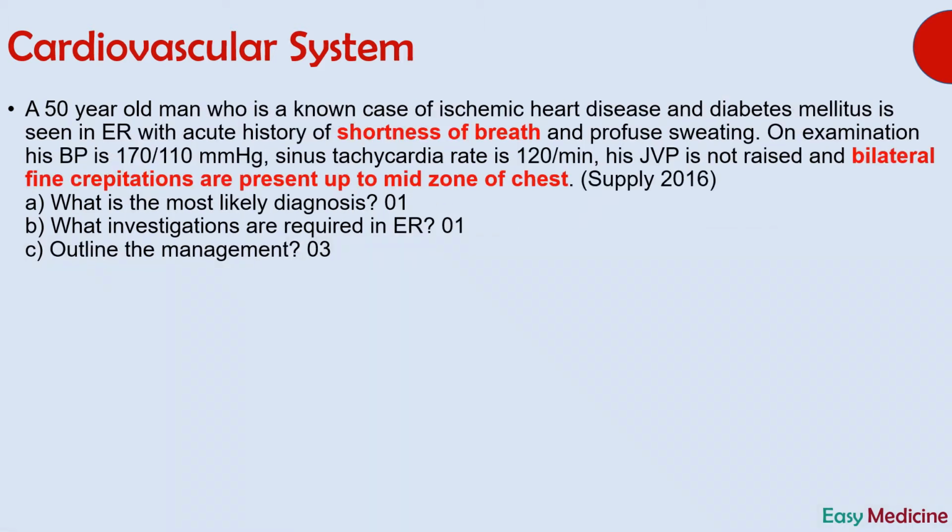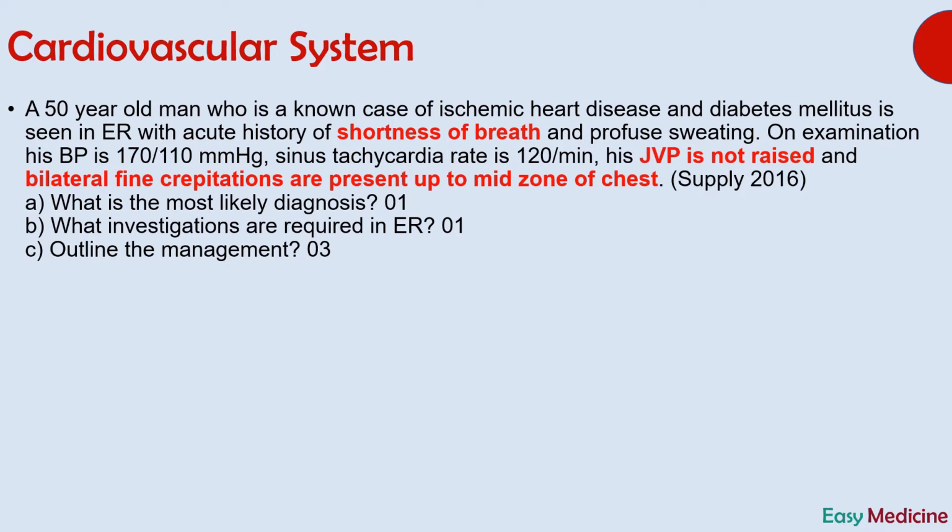Students might get confused that JVP is not raised in this scenario while it was raised in the previous scenario. This is because JVP is raised in right heart failure, and as we know, long-standing left heart failure eventually leads to right heart failure. The patient in the last scenario had a long-standing history, therefore he developed right heart failure, which has resulted in pedal edema and raised JVP. While the patient in this scenario has an acute history, therefore he has not developed right heart failure yet, and his JVP is therefore not raised.